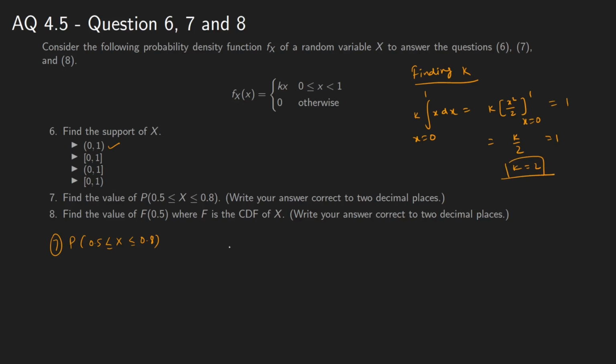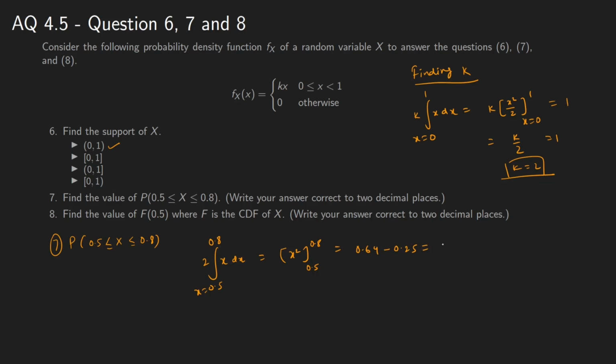Now for finding this probability, we can put the value of k here and integrate this from 0.5 to 0.8. So 2x dx. 2x squared by 2 will just be x squared. We are integrating from 0.5 to 0.8. So it will be 0.64 minus 0.25.